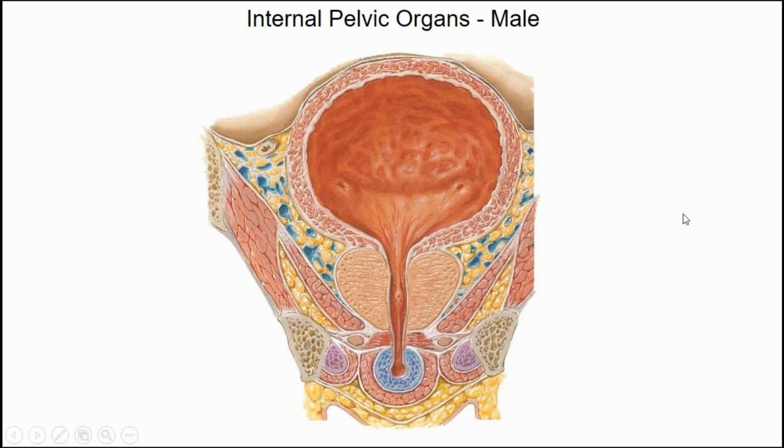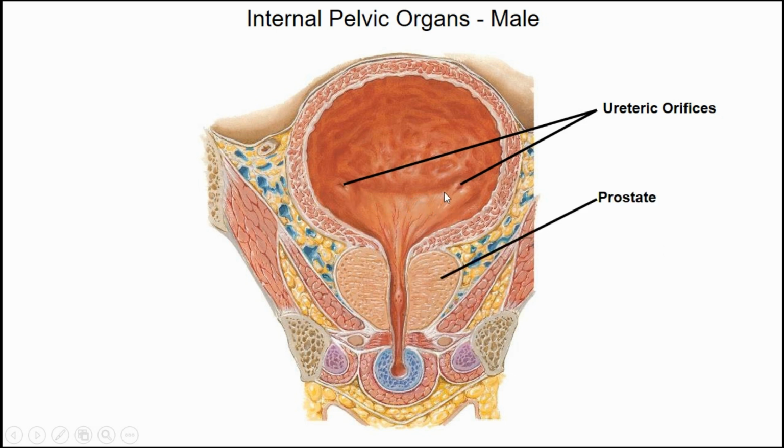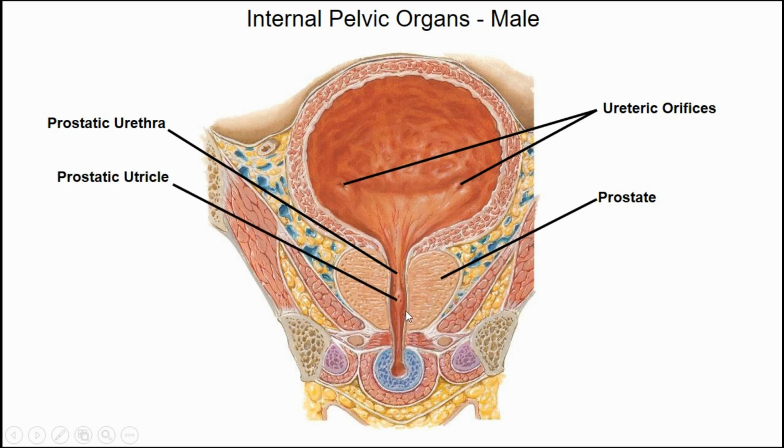So we're now going to revisit the male internal organs, and we've actually covered a lot of this ground before, so let's just review that we have the ureteric orifices at the posterior lateral side of the urinary bladder. We have the prostate sitting at the base of the bladder there, and the prostatic urethra traveling through it, and the prostatic utricle marking where the ejaculatory ducts that are carrying the secretions from both the ductus deferens and the seminiferous tubules will be entering.